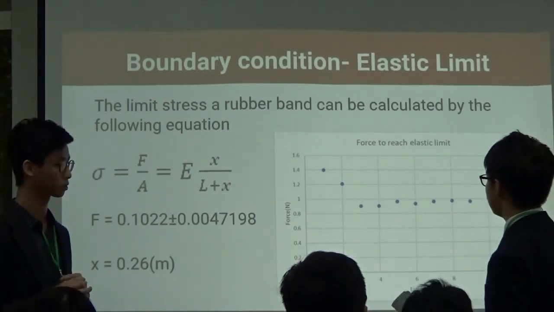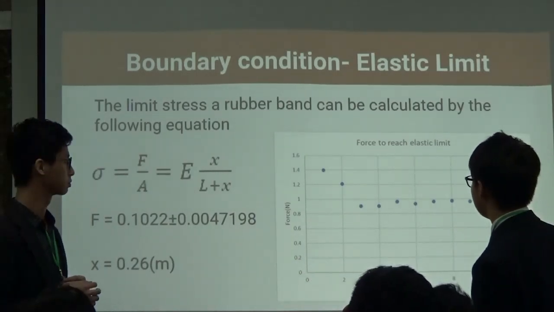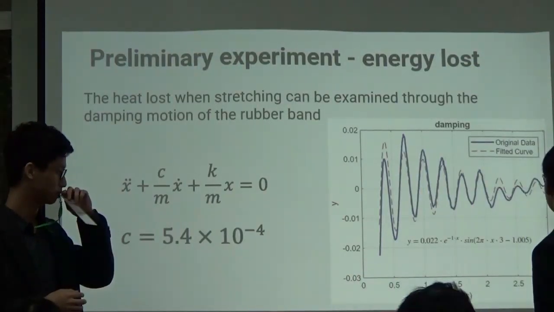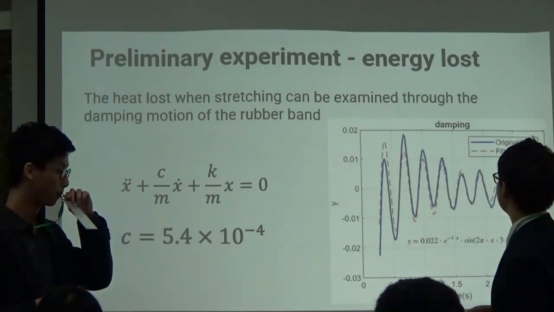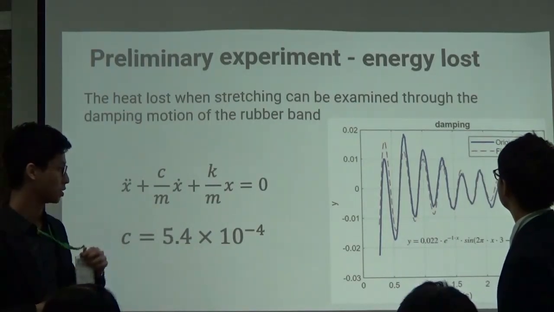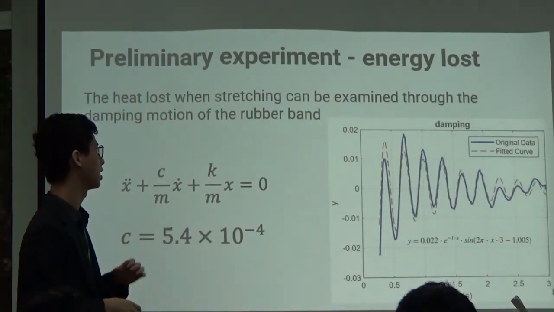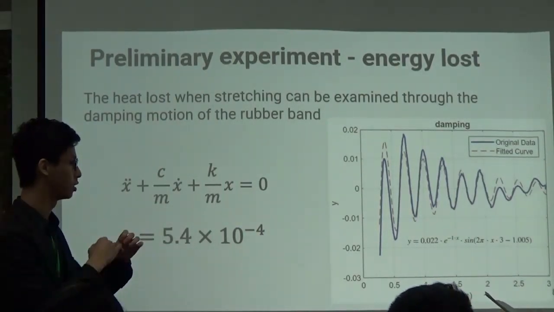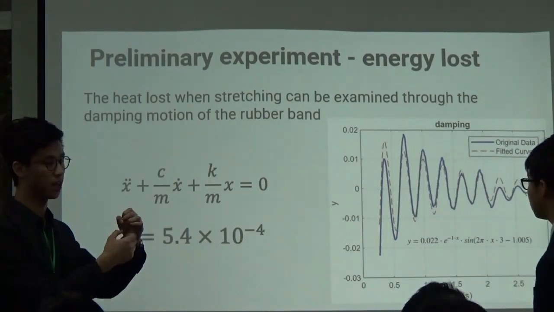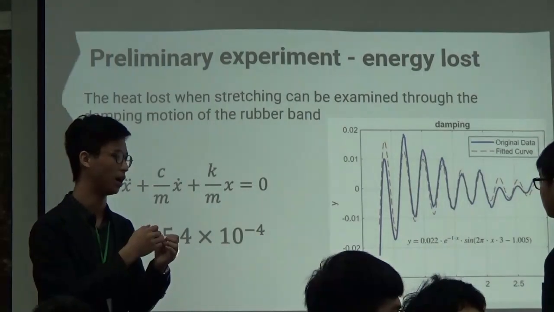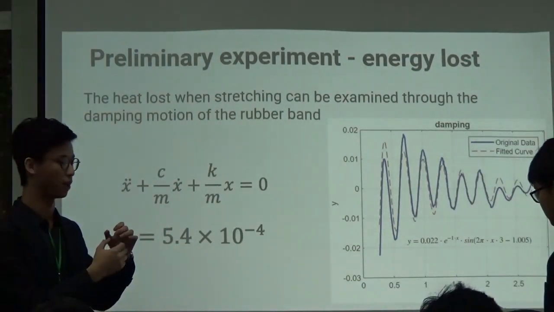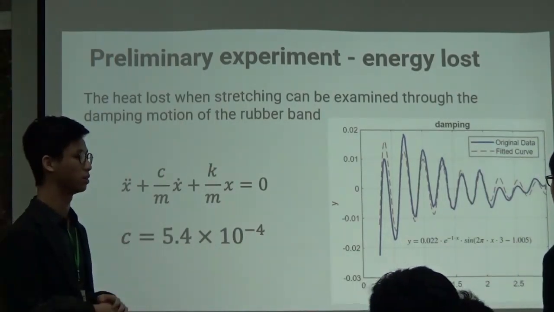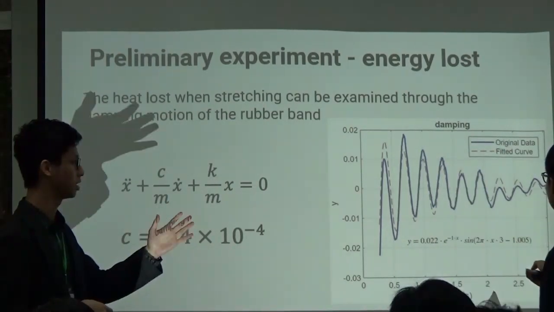Okay, so can we turn to the page where we talk about E-plus? Okay, so can you explain what the original data and the fitting curve mean? How do you get the data? So this is the part where we're trying to find the heat loss by conducting a preliminary experiment of hanging a string and seeing how its harmonic or damping motion decreases the energy throughout the process, in order to find the damping constant in this motion. So is this experimental data? Yes, this is experimental data.